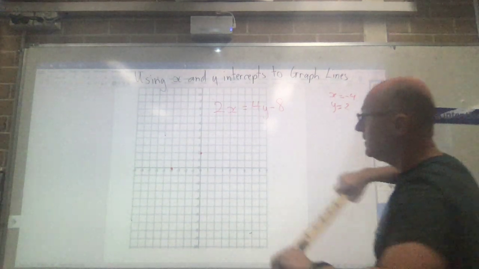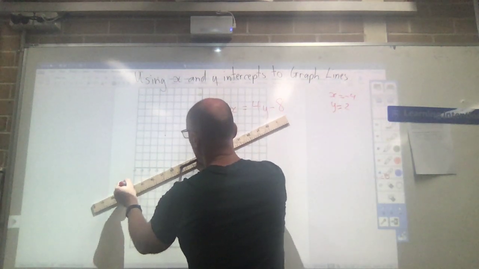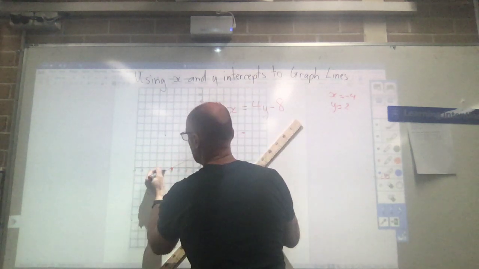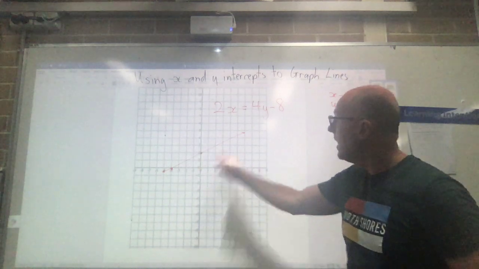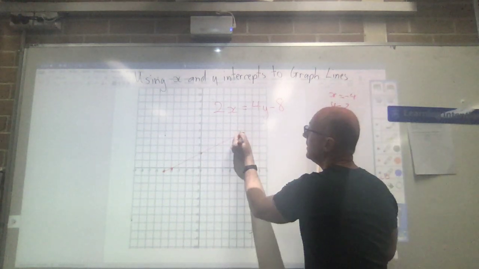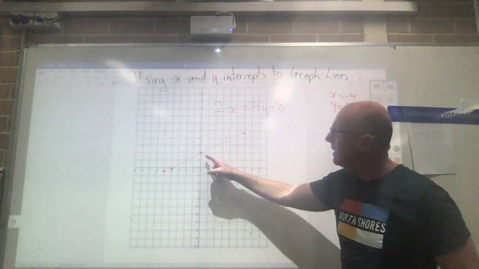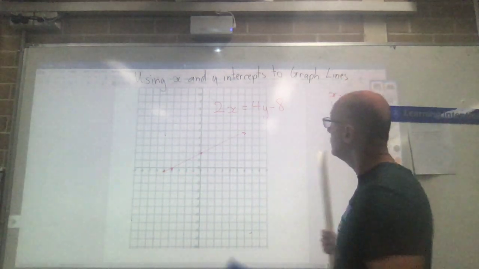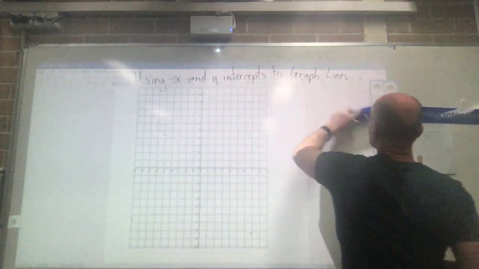All we're going to do now is get our ruler, and, a bit neater than that, there's our straight line. We found it by finding the y-intercept and the x-intercept. I'll do one or two more and then see if you can try some yourselves.